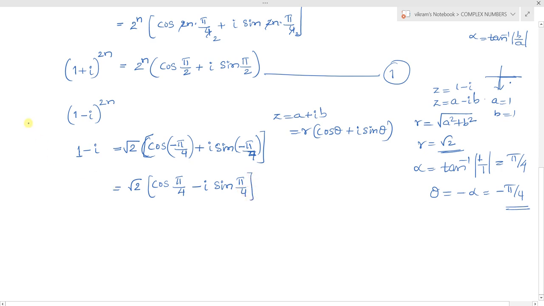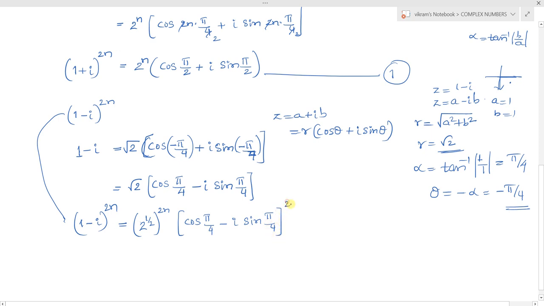Right. Now find out (1 minus i) power 2n, which equals, by applying here, root 2 as 2 power 1 by 2 power 2n, and writing over here (cos pi by 4 minus i times sine pi by 4) whole power 2n.